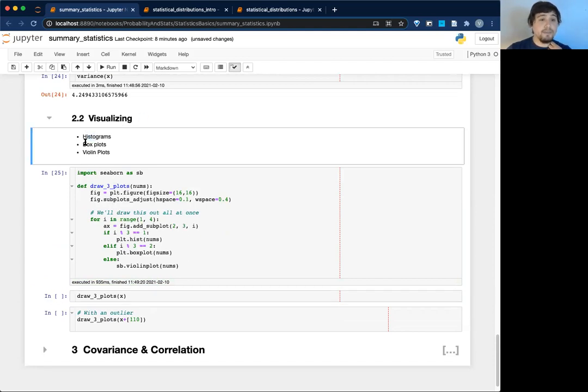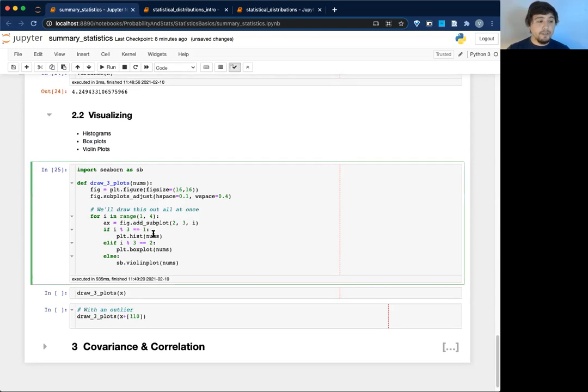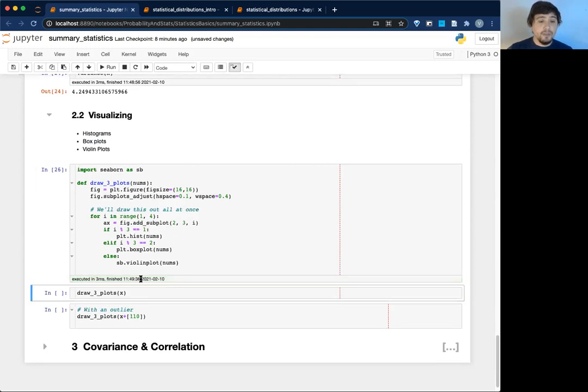Visualizing, we have histograms, box plots, violin plots. So we've seen histograms a lot. I think some people even use box plots. Has anyone heard of a violin plot or used a violin plot? That's kind of fun stuff. So I'm gonna show you the data three times.